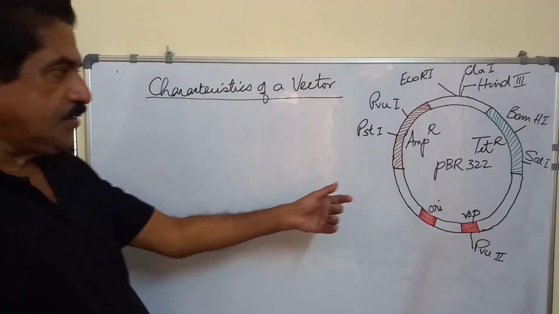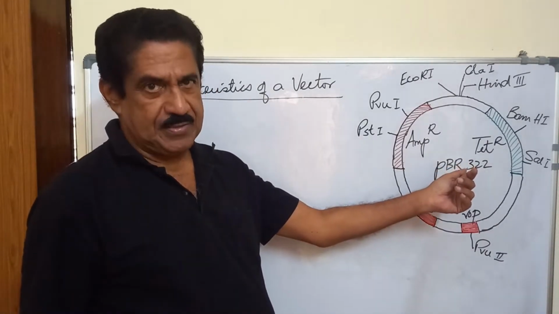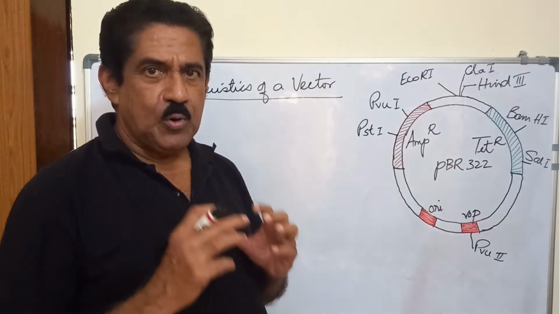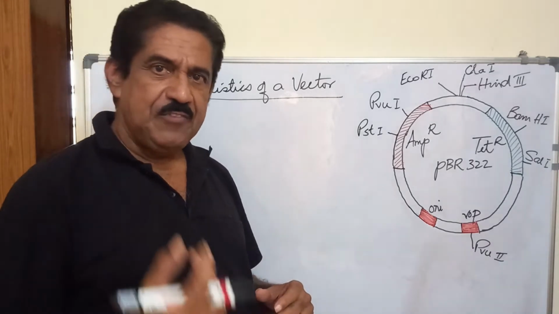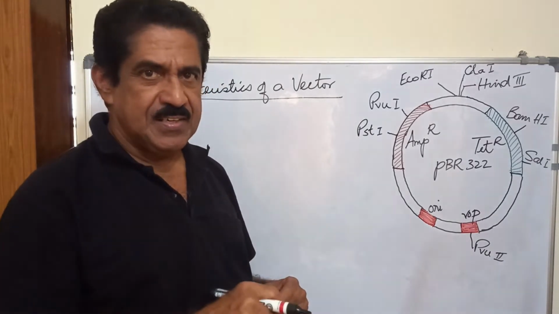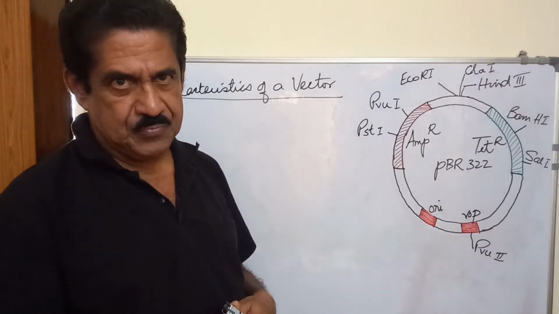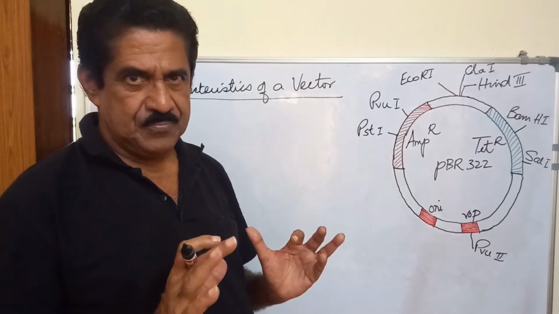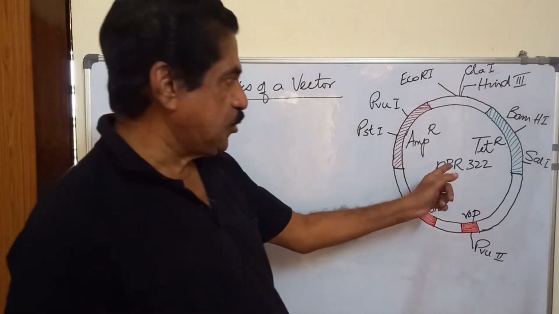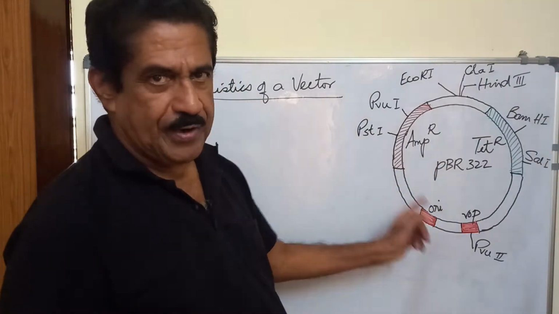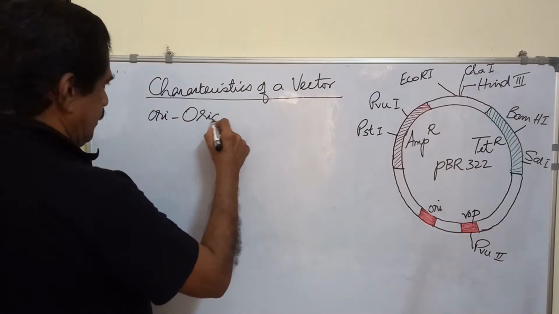Let us take the example of pBR322. In the last class, I told you it is a cloning vector, which means it was modified from an E. coli plasmid so that if we insert a gene inside it and put it into E. coli, we can make multiple copies of that gene. That is called cloning the gene. First characteristic of pBR322 is the region called ORI. Full form is origin of replication.